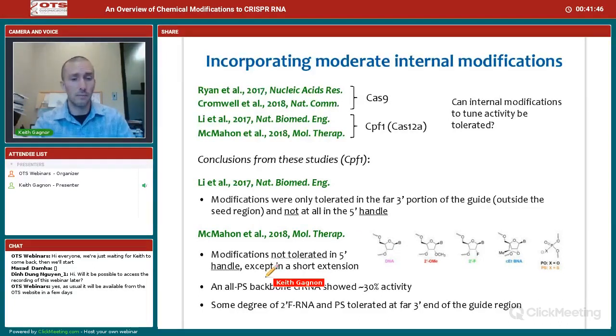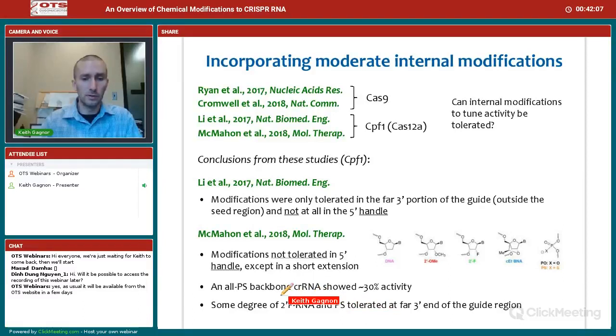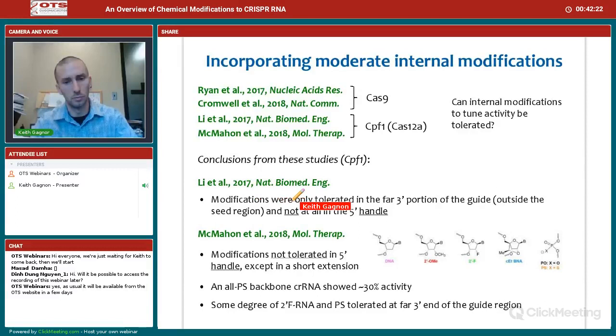Something I thought was interesting is they had made an entirely all PS backbone CRISPR RNA that still showed 30% activity. So this is encouraging because even though you can't remove all the RNA bases, you may be able to remove or substitute a number of them, and then for those that remain, you could maybe use PS linkages. And the take home that I took from this paper was that 2' fluoroRNA and some other modifications, 2' methyl a little bit, were tolerated a little bit at the far 3' end of the guide region, outside of the seed. Okay, so this confirms what Lee et al. had seen previously.